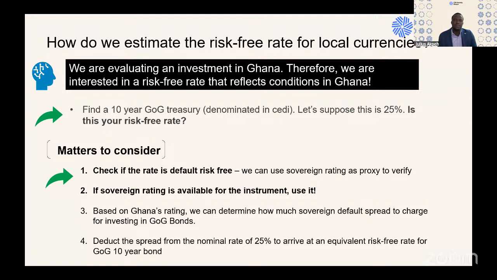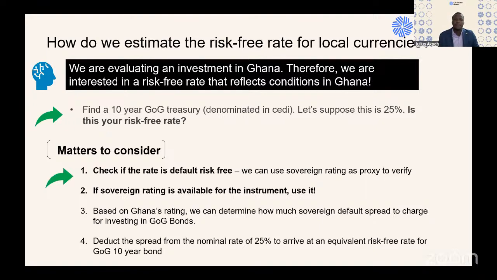It's very, very easy in the United States. But what if we are not doing it in the United States? You and I are in Ghana, and there are others that have joined from other countries. In emerging economies, how do we handle these things? We are evaluating an investment in Ghana, and therefore we are interested in a risk-free rate that reflects conditions in Ghana. Let's argue it like this. The first thing we need to do is find a 10-year Government of Ghana treasury, meaning instruments denominated in cedis that trade here.